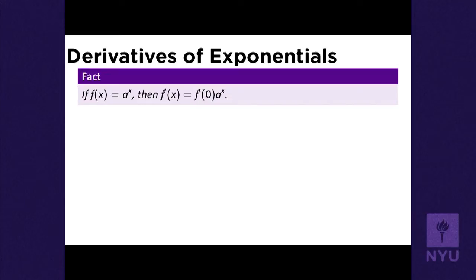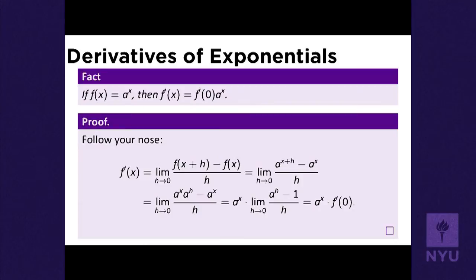Okay, here's the rabbit pulled out of the hat. The derivative of an exponential function a to the x is the derivative at 0 times a to the x. And why is that true? Starting from the definition of the derivative, f prime of x is the limit as h goes to 0 of f of x plus h minus f of x over h. This limit is an important symbol. It tells me that I'm not just considering a function, but the limit of this function as h goes to 0.